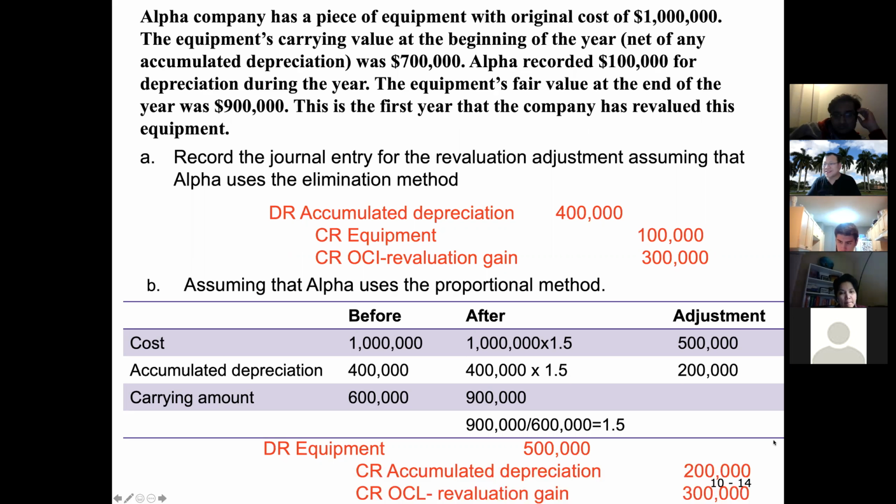Does this make sense? Yes, it does. Awesome. So let's take a look at the cost, right? After revaluation, your cost balance is 1.5 million. Your cumulative depreciation balance is 600. The difference, 1.5 million minus 600, is 900. And that's the number you want.